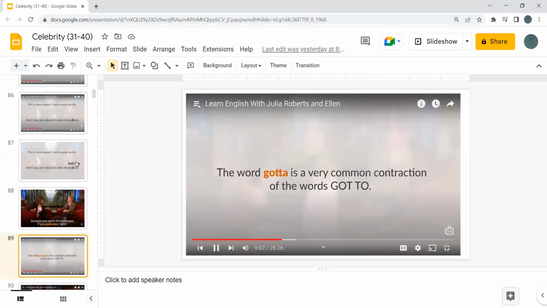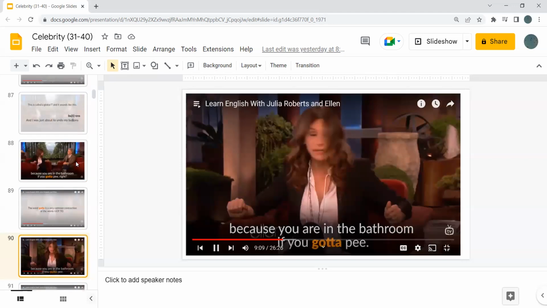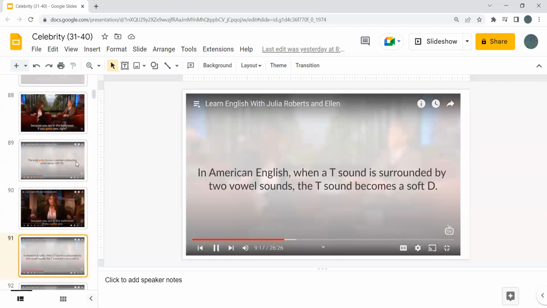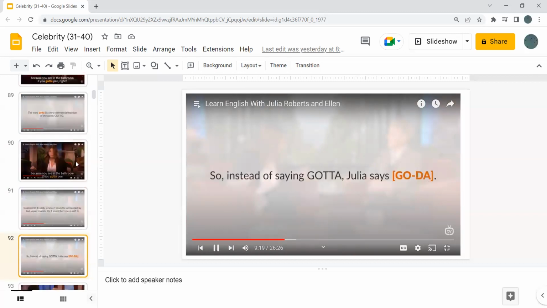Because you are in the bathroom if you gotta pee, right? The word gotta is a very common contraction of the words got to. In American English, when a T sound is surrounded by two vowel sounds, the T sound becomes a soft D. So instead of saying got to, Julia just says gotta.